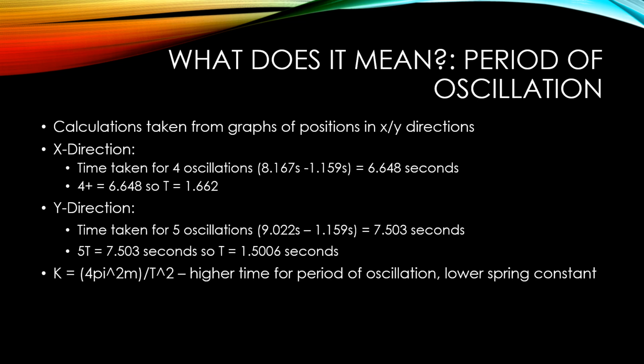So what does it mean, period of oscillation? The calculations were taken from graphs of positions in the x, y directions. In the x direction, time is taken from 4 oscillations, and you see the range there, and it was 6.648 seconds, and then 4T equals 6.648, so 1T equals 1.662. In the y direction, the time taken for oscillation, you can see the range there was 7.503 seconds, 5T equals 7.503, and 1T would equal 1.5006. And then here for the spring constant, k = 4 pi squared times m divided by T squared: a higher time for a period of oscillation means a lower spring constant.